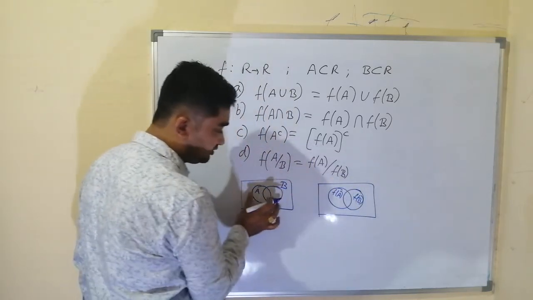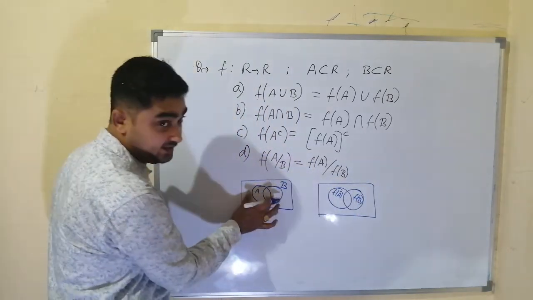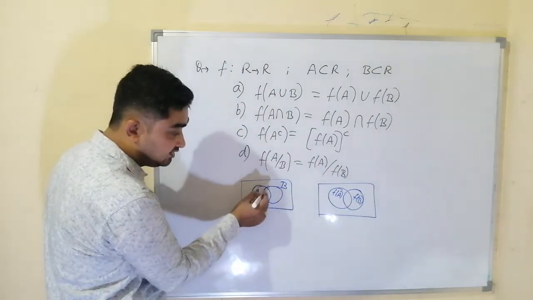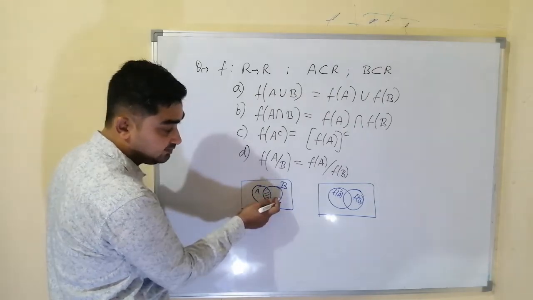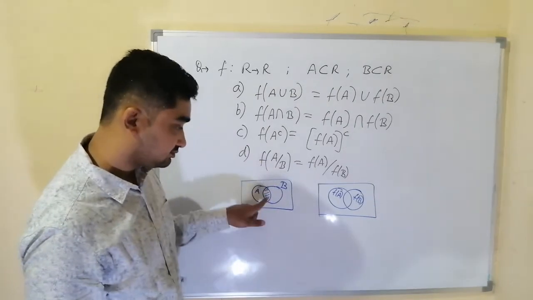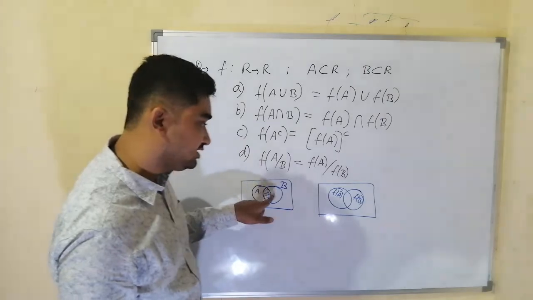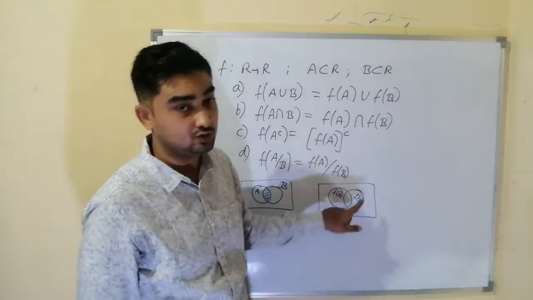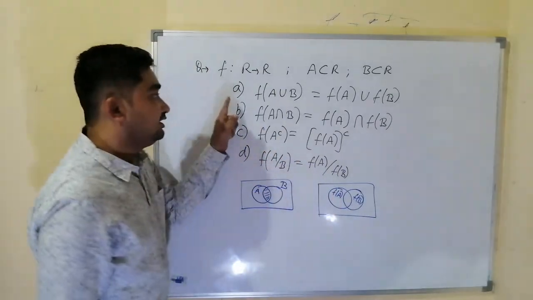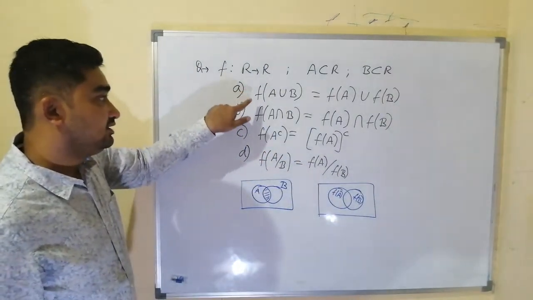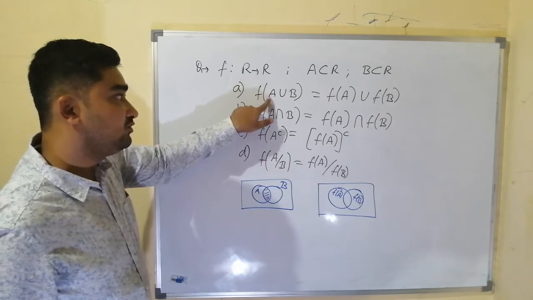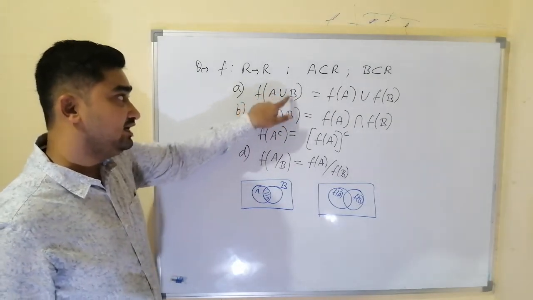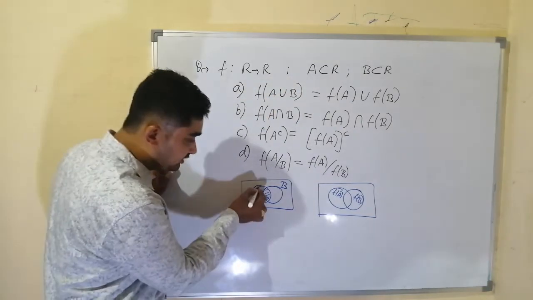F(A) is the output when input is A. F(B) is the output when input is B. And there is some intersection also between A and B. Then what will happen is that for these points, they will be in both F(A) and F(B). Now let us look at option number 1. They are saying that function of A union B, that means output when input is A union B. What is A union B?